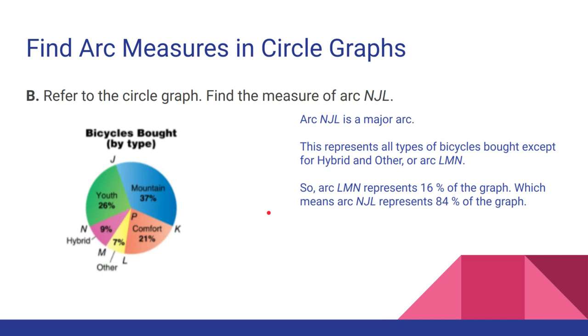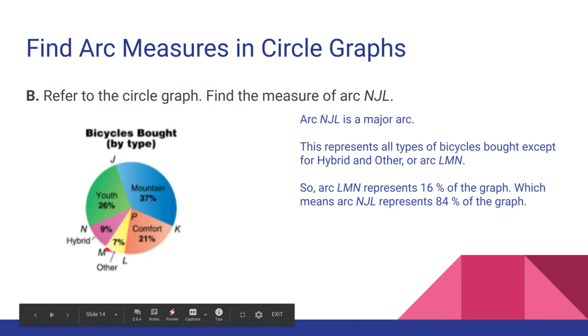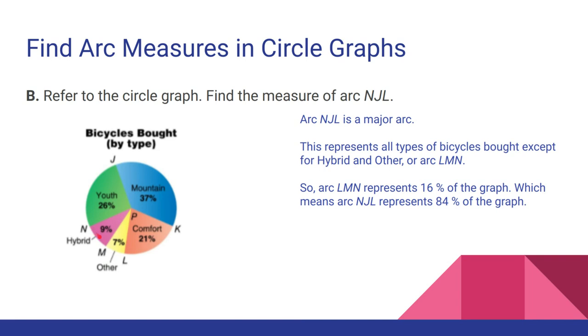So arc LMN represents 16% of the graph. This smaller arc right here represents the other types, so other and hybrid, which is the opposite of what we're looking for, which is 16% if you add 9 and 7 together. This means that our larger arc is 100% minus 16%, which means NJL is 84%. You can also find this by adding 26%, 37%, and 21% together because it's made up of our arcs.